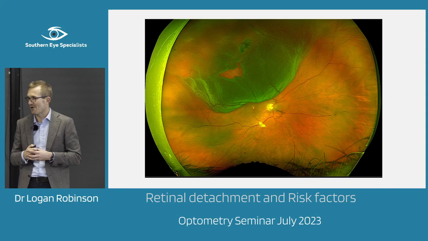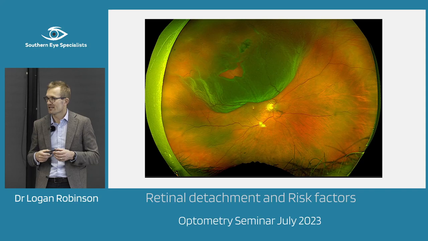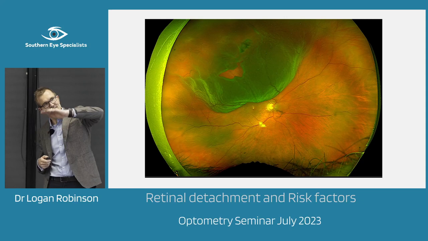Yeah, that's right. So here's your tear. So what sort of tear is that, if you were to describe it? Anyone can help Mark out. Yeah, it's a horseshoe tear. It's a bit of a funny one. The flap's slightly tilted at us, but yeah, it's a horseshoe tear.